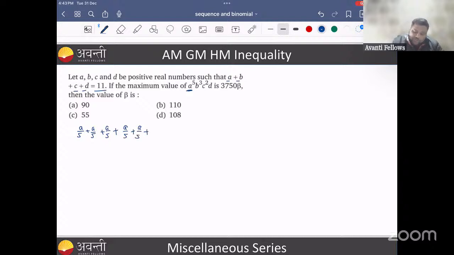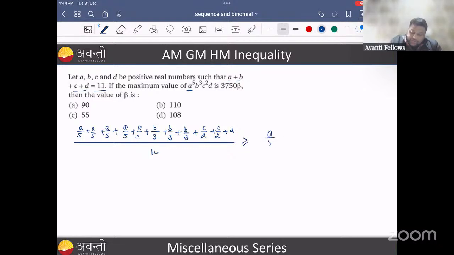Divided A into 5 parts. Now we have B cube, so divide B into 3 parts. So B by 3 plus B by 3 plus B by 3. Divide C into 2 parts, so it is C by 2 plus C by 2. And D, keep it as it is. These are a total of 10 terms. So this all divided by 10 is more than or equal to the geometric mean of all of them.